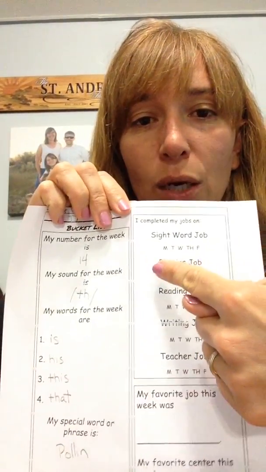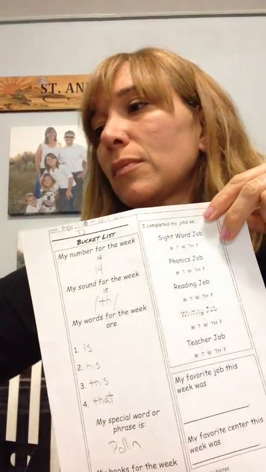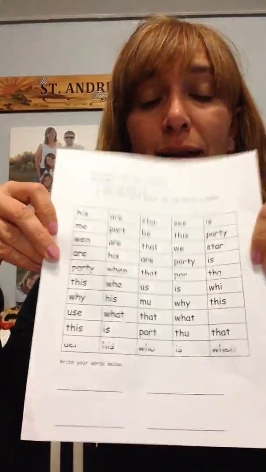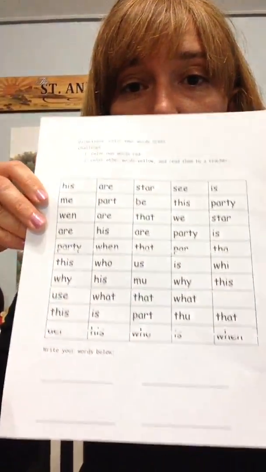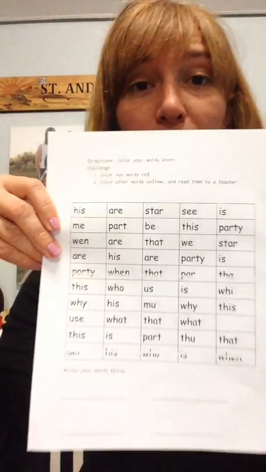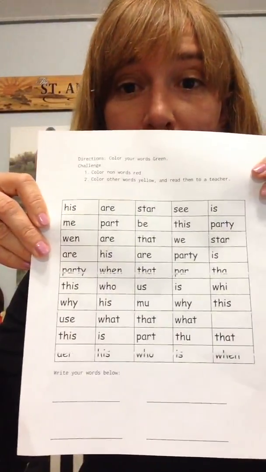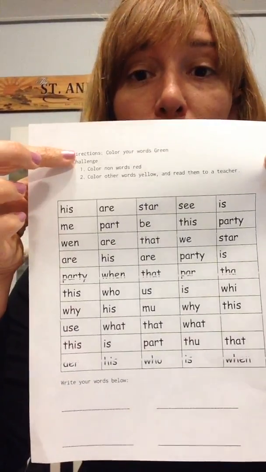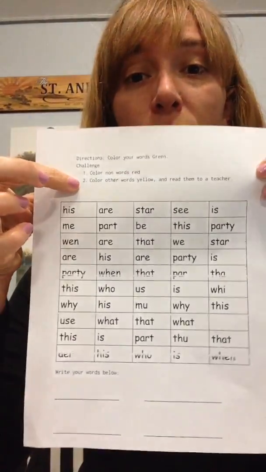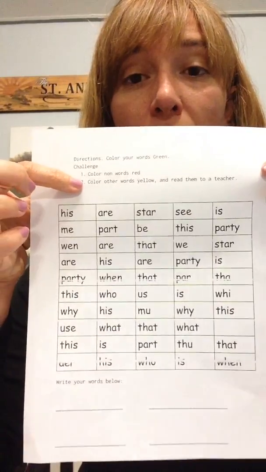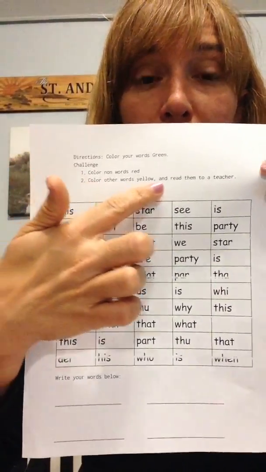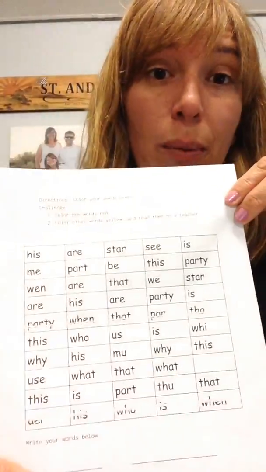So when he goes to his sight word job, or his words of the week, as an example, this is what he'll find. There's a bucket in the classroom that he'll walk to, and he'll take this sheet of paper out. I've only made one for the whole class, and even though everybody has different words, he has to color his words green for the directions, and he can choose the challenge to color non-words red or other words yellow, but then he'll have to read them to me later.